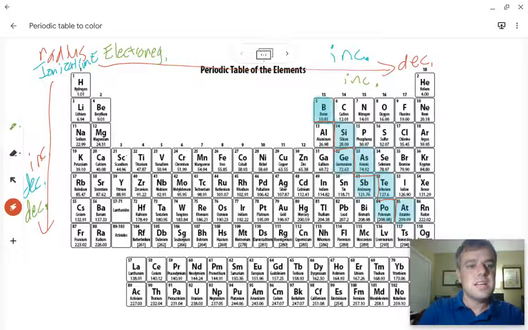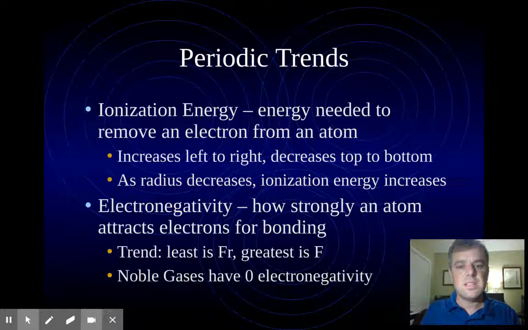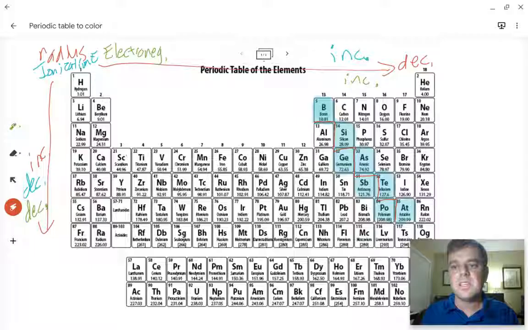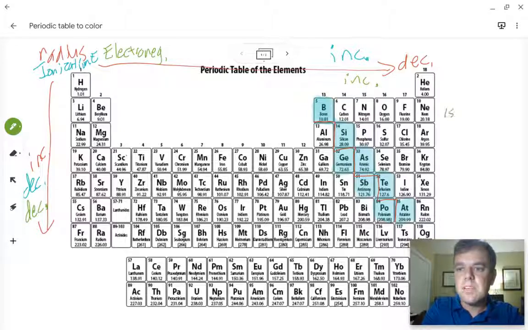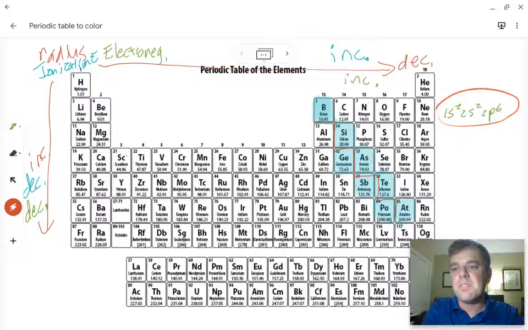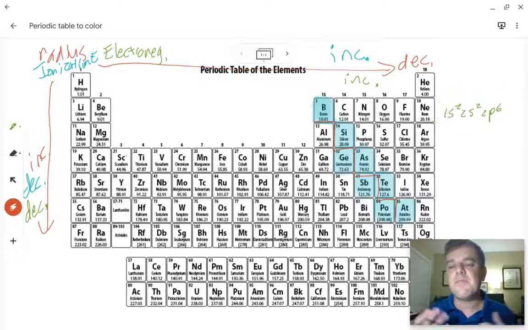The catch to that is that the noble gases don't have electronegativities, because if we were to consider the electron configuration of, for instance, neon, which is 1s2 2s2 2p6, its first and second energy levels are both completely full. So it can't fit any more electrons into it. So it's not going to be attracting electrons to it at all.